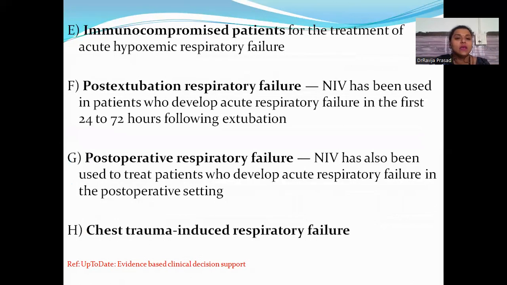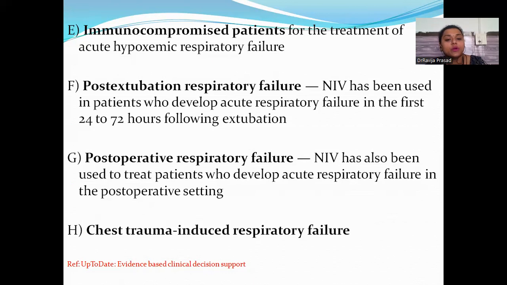Now, the fifth is immunocompromised patients. In the immunocompromised patient, it's needed for the treatment of acute hypoxemic respiratory failure. Then post-extubation respiratory failure: NIV has been used in patients who develop acute respiratory failure in the first 24 to 72 hours following extubation.